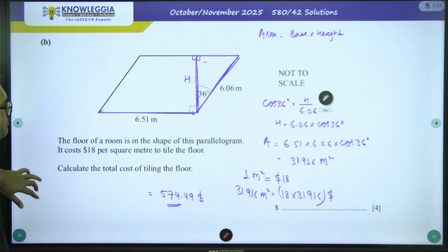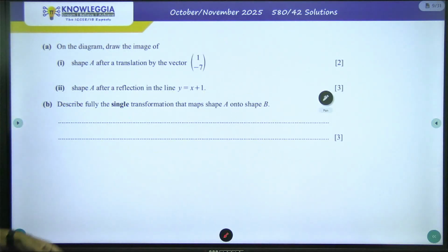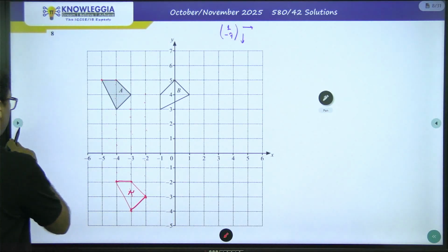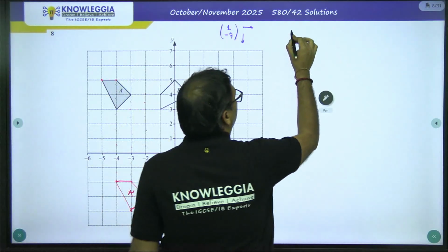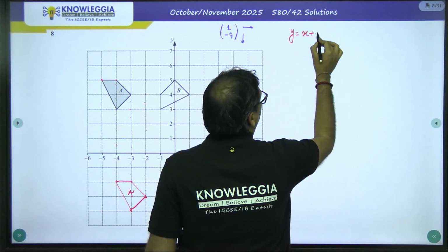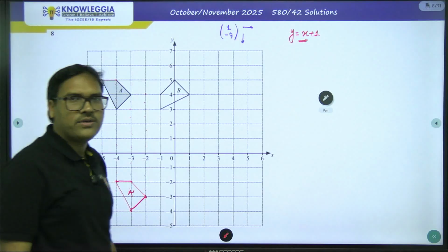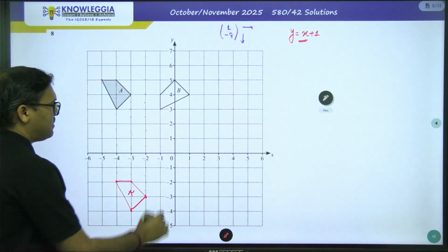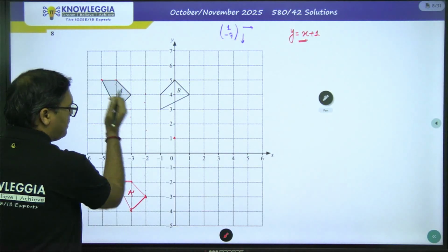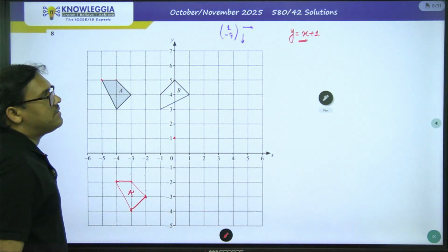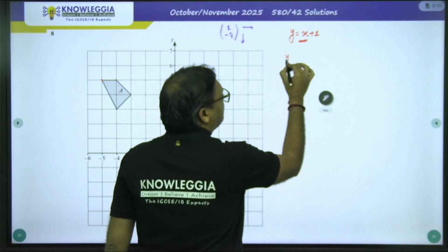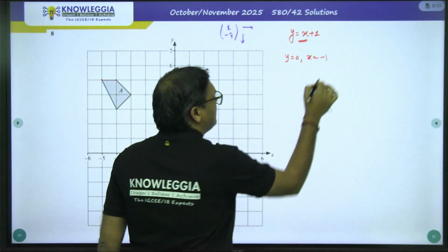Now the second part. For the second part, what we have is shape after reflection in the line y equal to x plus 1. For y equal to x plus 1, first we need to plot the line. If you have to plot the line y is equal to x plus 1, you just need 2 points. You can see what is the y-intercept. This is 1. This is passing through this point, right? And this is at x equal to 0, y is 1. And you can clearly see at y is equal to 0, x will be minus 1.